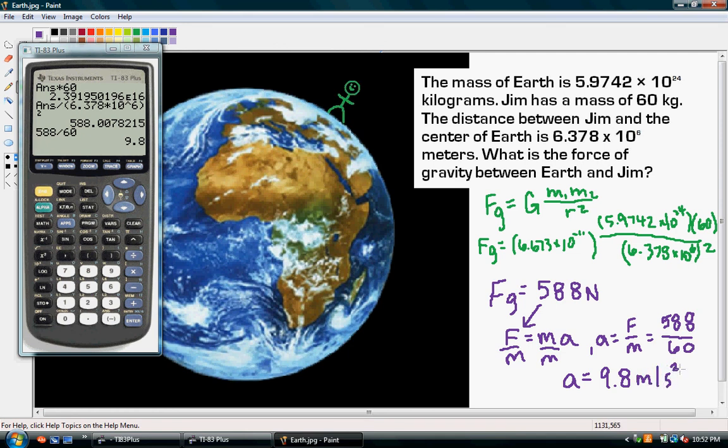Does that look familiar to you guys? You should be thinking that this acceleration is the acceleration due to gravity, which has everything to do with the gravity and the force of gravity we're trying to calculate here. How do you like that?